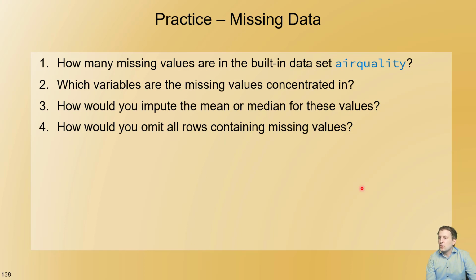And how would you omit all rows containing missing values? So just like 3 and 4 represent different ways of dealing with those missing values. Again, pause the video, think about it, do it on your own, and then resume the video.